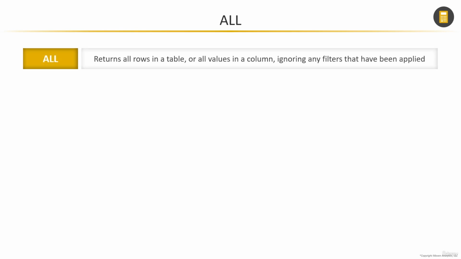The next DAX function that I want to talk about is ALL. Now, the ALL function either returns all the rows of a table or all of the values within a column, completely ignoring any filter context. So here's what it looks like.